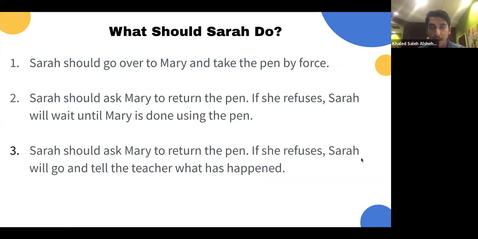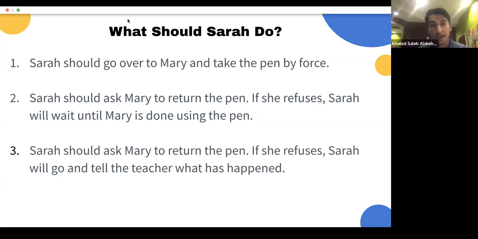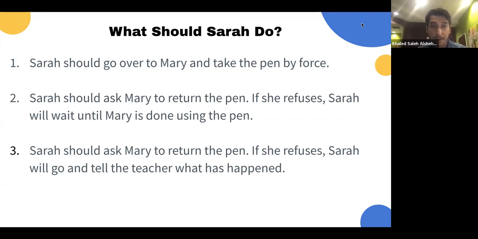And there's a three-option question here. The first one is Sarah should go over to Maria and take the bin by force. The second option is Sarah should ask Maria to return the bin. If she refuses, Sarah will wait until Maria is done using the bin. The third option is Sarah should ask Maria to return the bin. If she refuses, Sarah will go and tell the teacher what has happened.